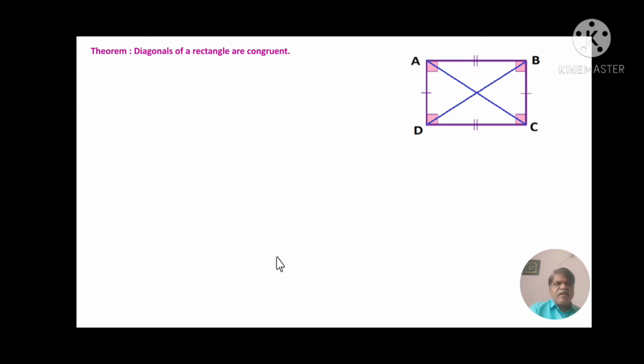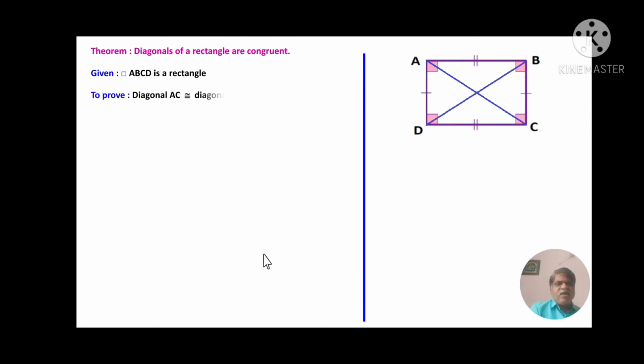So, this is the first theorem, based on the rectangle. We have to prove that the diagonals of a rectangle are congruent. In the adjoining figure, you could see the quadrilateral ABCD, wherein the diagonals AC and BD are shown with blue color. So, we will start. Given: quadrilateral ABCD is a rectangle. What we have to prove is that diagonal AC is congruent with diagonal BD. Let us start with the proof.